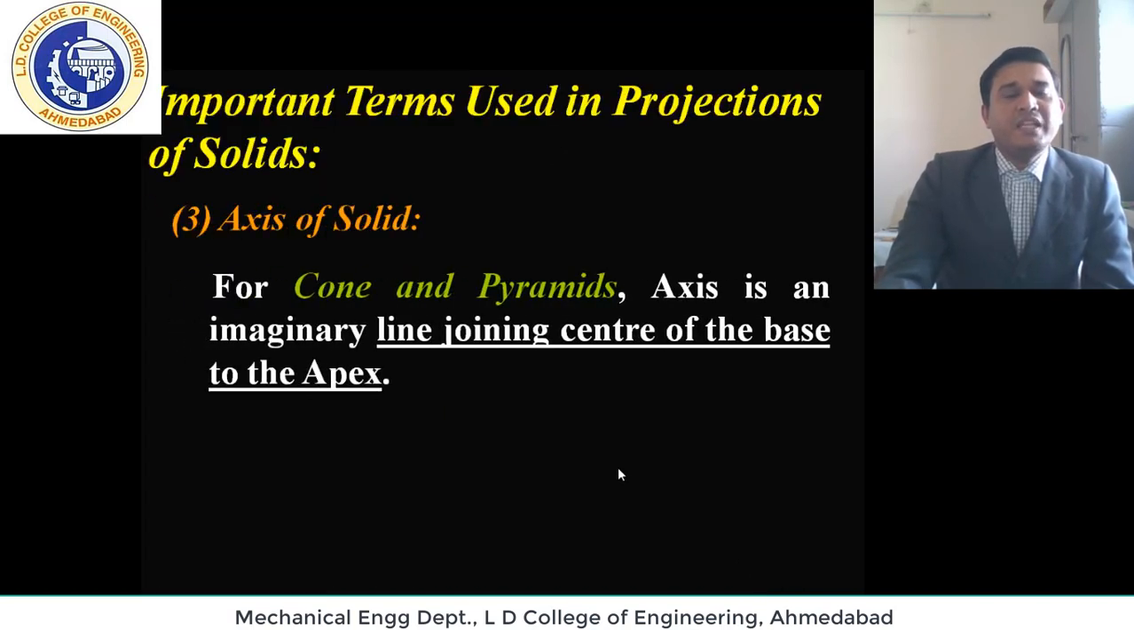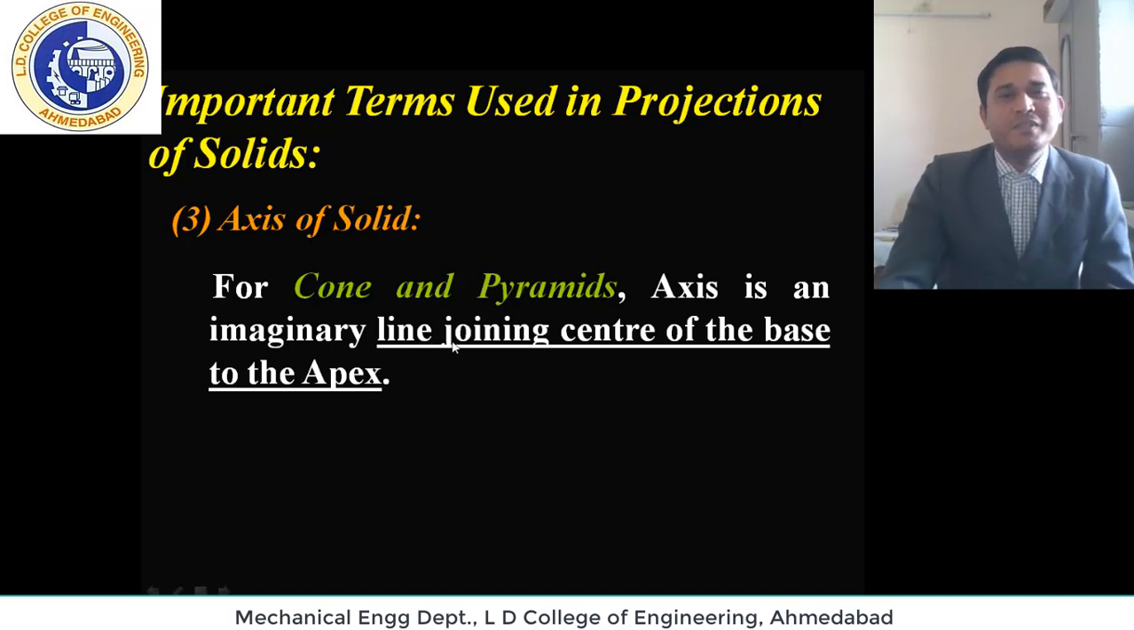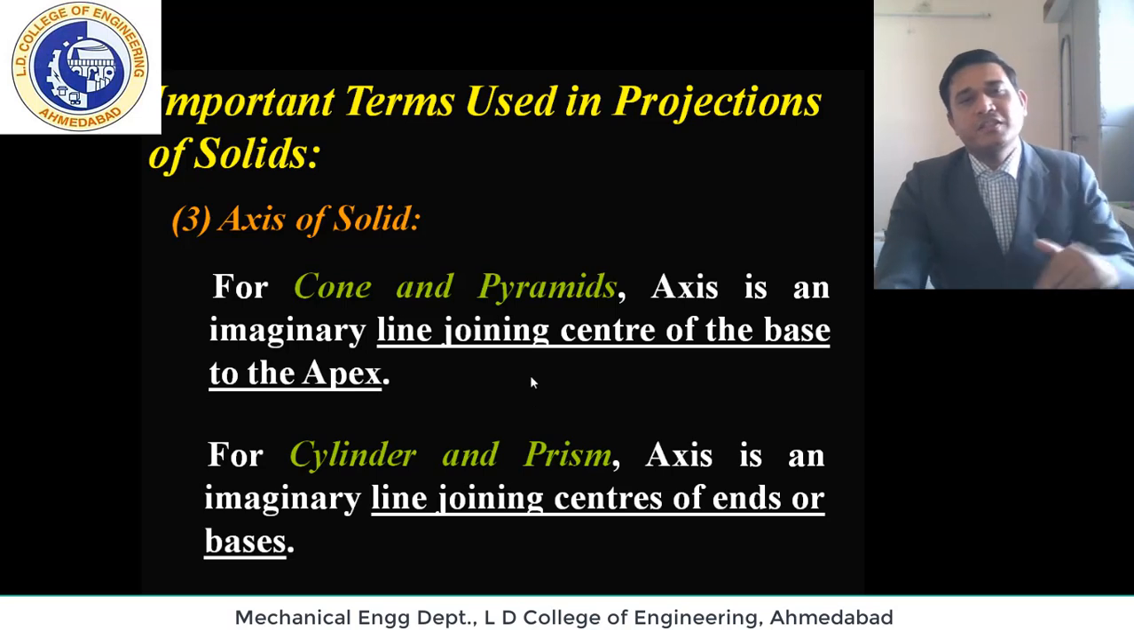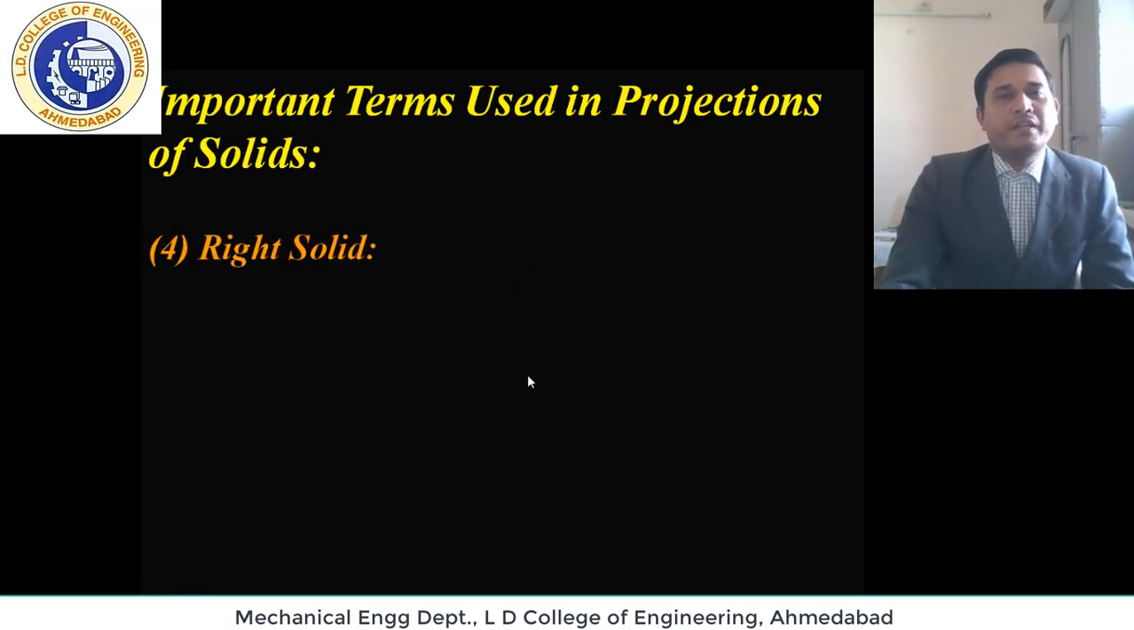Now the axis of the solid, as we have discussed in the earlier slides, is the imaginary line joining the centers of the bases in the case of the prism. But in the case of the cone and pyramids, the axis is the line joining the center of the base to the apex. Very well, we have discussed both these definitions in previous slides.